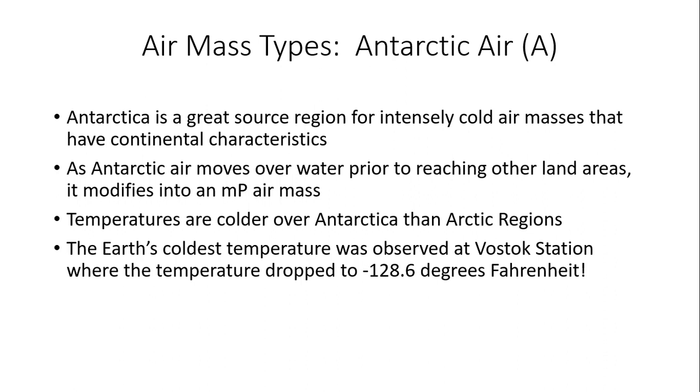Now, temperatures in Antarctica are the coldest. They're colder over Antarctica than over the Arctic regions, and the Earth's coldest temperature was actually observed at the Russian research station, the Vostok station, where the temperature dropped to an incredible, can you believe this, negative 128.6 degrees Fahrenheit. That is the world's record for the coldest temperature.